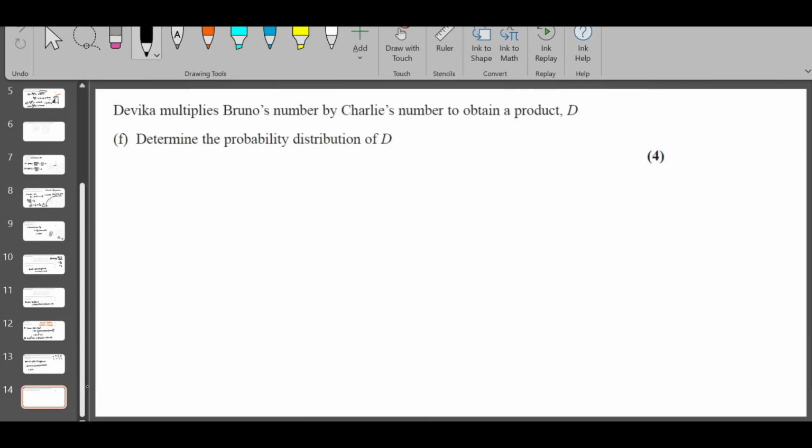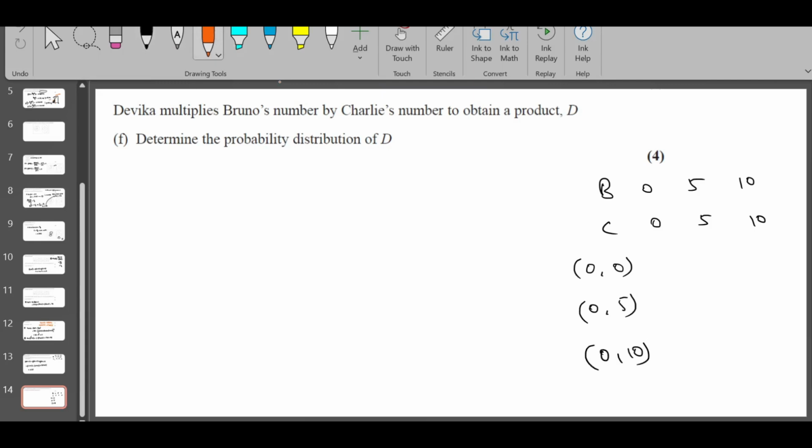Now Devika multiplies Bruno's number by Charlie's number to obtain a product D. Determine the probability distribution of D. First of all, we need to find out what values capital D takes. Both of them get to choose a number. Bruno can take 0, 5 or 10, and Charlie also can take 0, 5 or 10. So let's say they choose 0, 0 or 0, 5 or 0, 10. What would be the product? When you multiply them, you'll get 0, 0, 0.